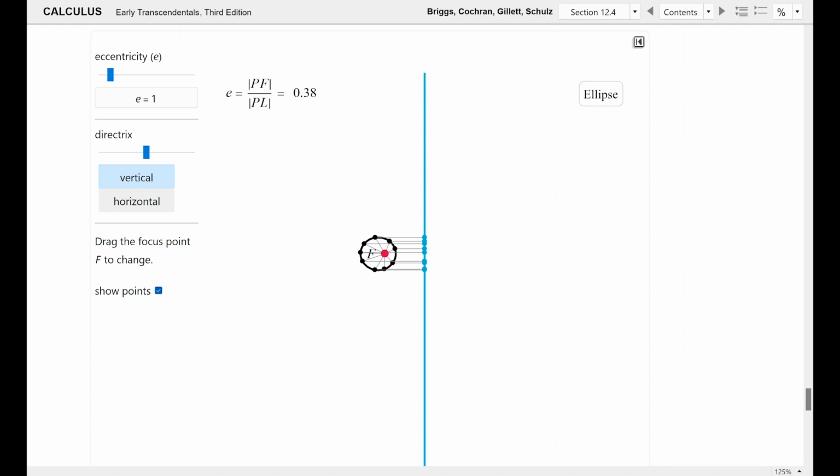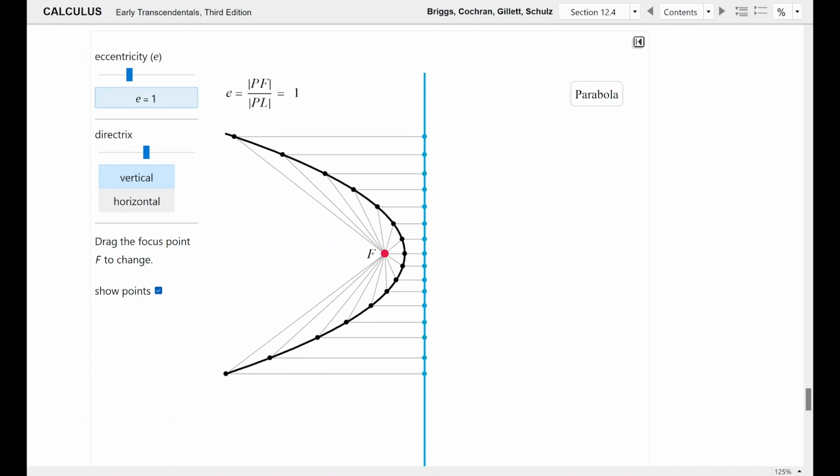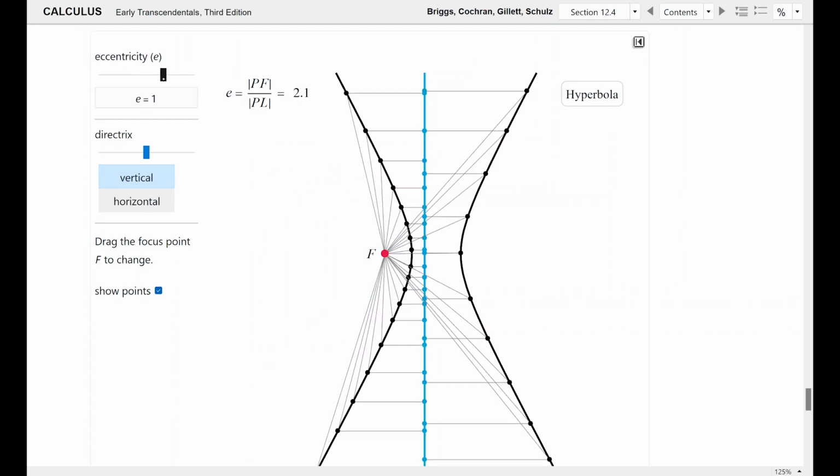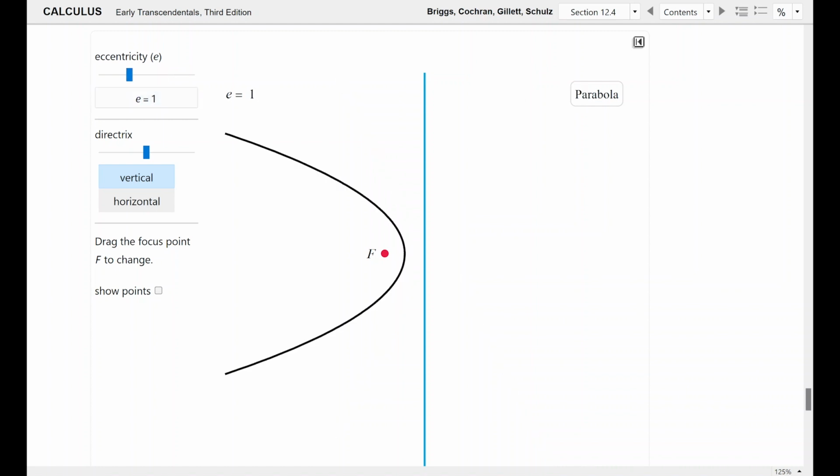Well, what about if we go less than 1? Here's 0.3, we get an ellipse. Then when we hit E equals 1, we get a parabola. And then E greater than 1, we get a hyperbola. You can see that here as well without those lines. And so basically the eccentricity is that one parameter that could distinguish between parabolas, hyperbolas, and ellipses, depending on that ratio.